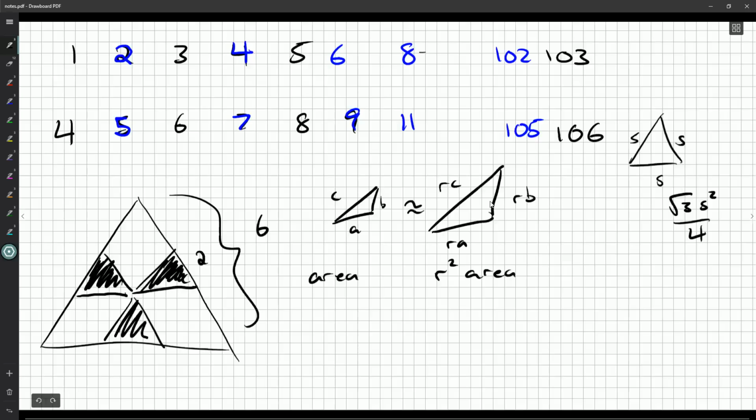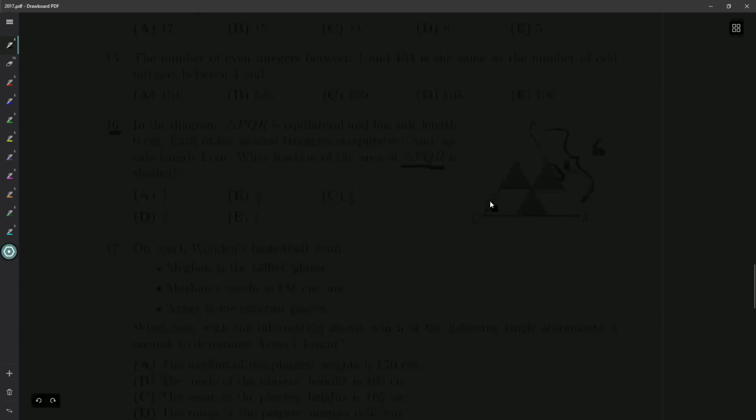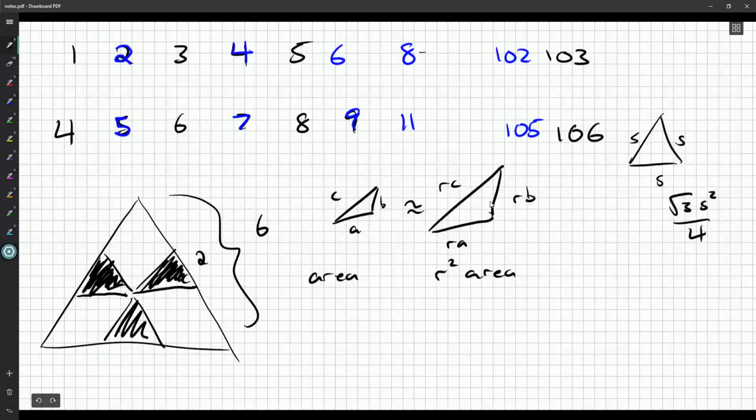Just compute this with S equals 2, multiply it by 3, and divide. Is it a fraction we want? Or percent? Yeah, what fraction? Divide by the same formula, but with S replaced with 6. Anyway, one of the fancy ways to do the question is to notice this connection between area. So what have we got?